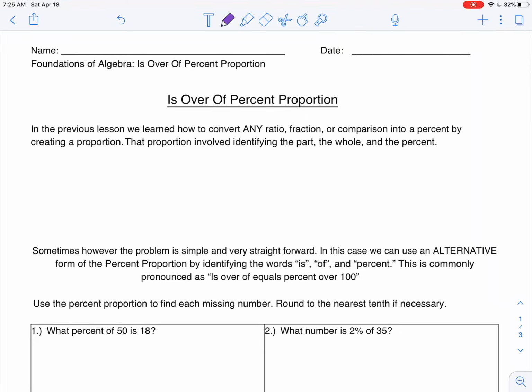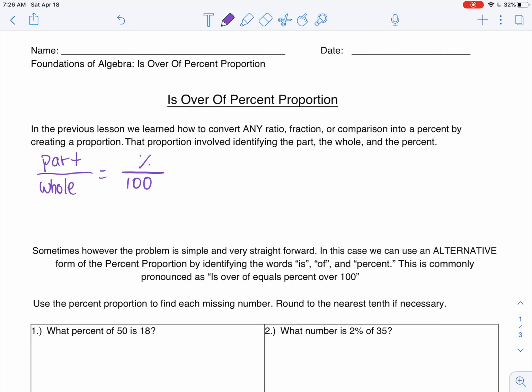Hi everyone, today what we're going to learn about is the is over of percent proportion. So in the previous lesson, we learned how to convert any ratio, fraction, or comparison into a percent by creating a proportion. That proportion involved identifying the part, the whole, and the percent. Okay, so in the previous lesson, we learned part over whole equals percent over 100, okay?